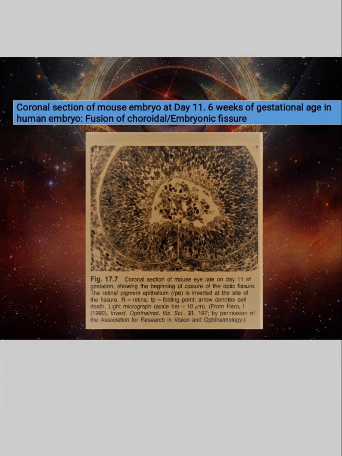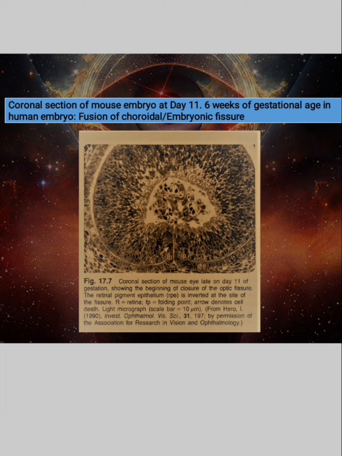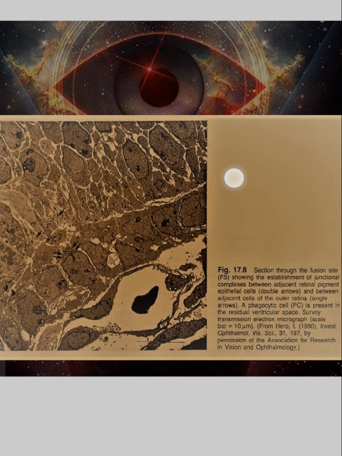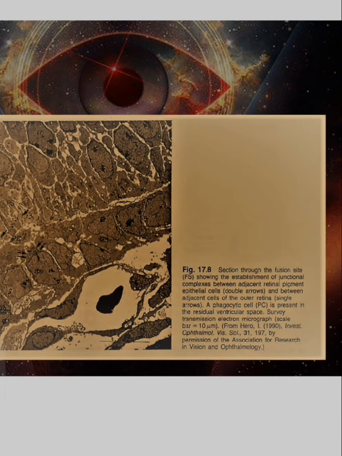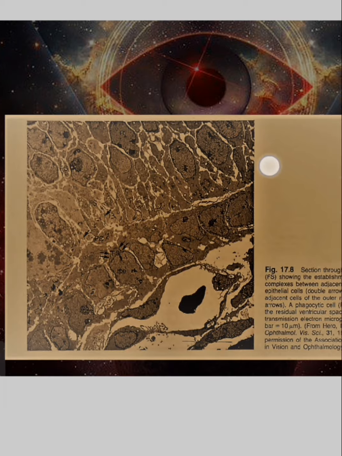Normally, the choroidal fissure or embryonic fissure gets closed by 6 weeks of gestational age. The process of fusion of choroidal fissure or embryonic fissure involves the breakdown of pre-existing junctional complexes and development of new ones at the site of fusion. This is the section through the fusion site that is showing the establishment of new junctional complexes between the adjacent retinal pigment epithelial cells, the zonula occludens and lateral junctions.